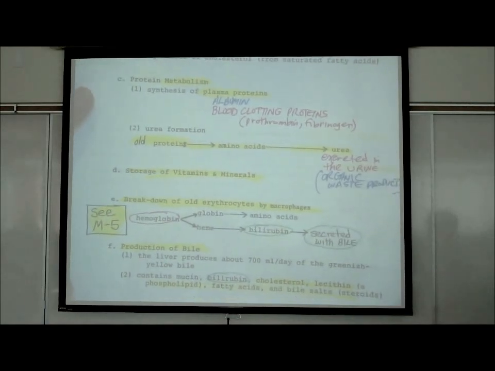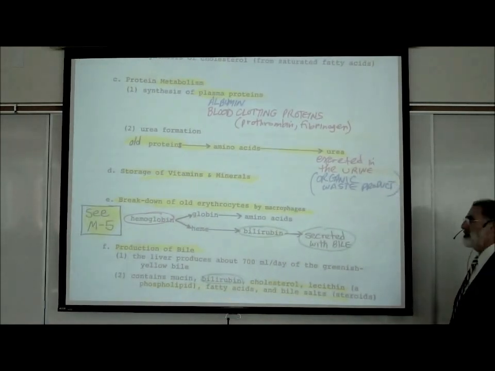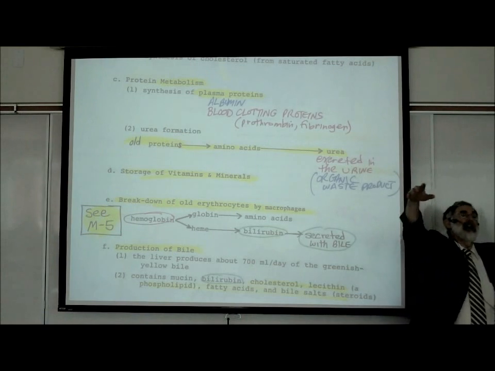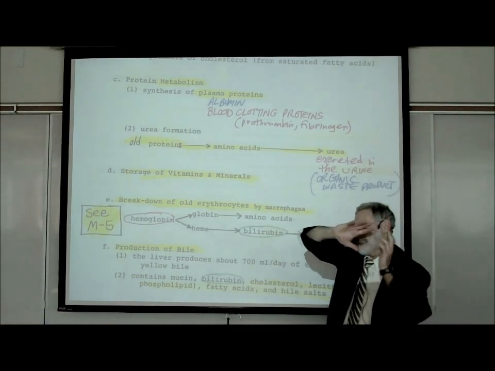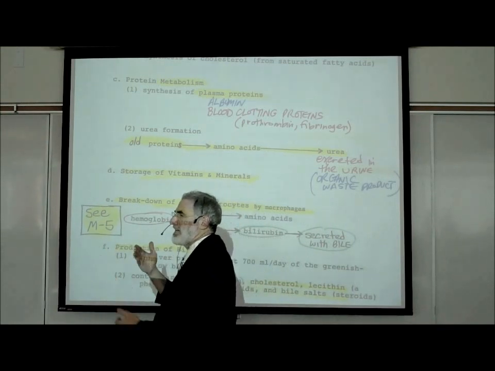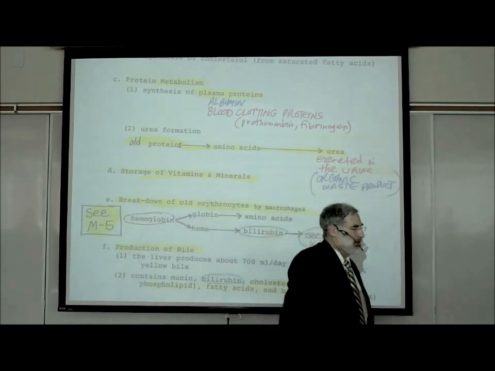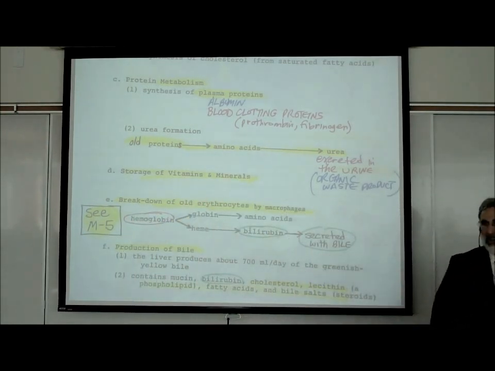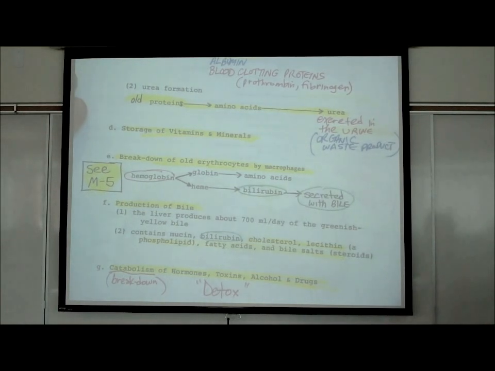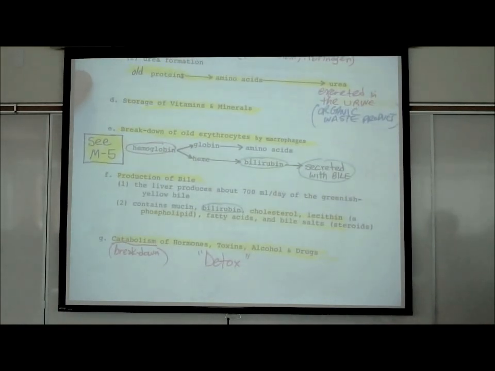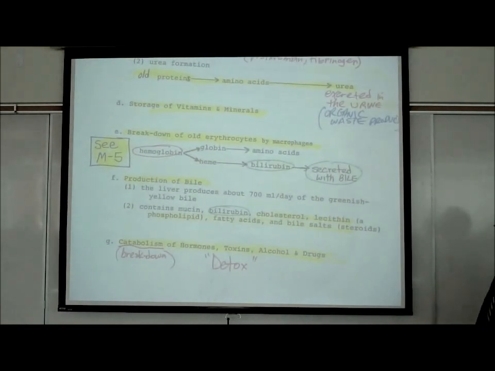Letter D, another thing our liver does is stores vitamins and minerals. Again, I remind you, all the nutrients absorbed from our digestive tract are carried by that hepatic portal vein right to the liver, and that's where these nutrients are largely processed and stored, including vitamins and minerals. Another thing our liver does, on page J38, letter E, is the breakdown of old erythrocytes.